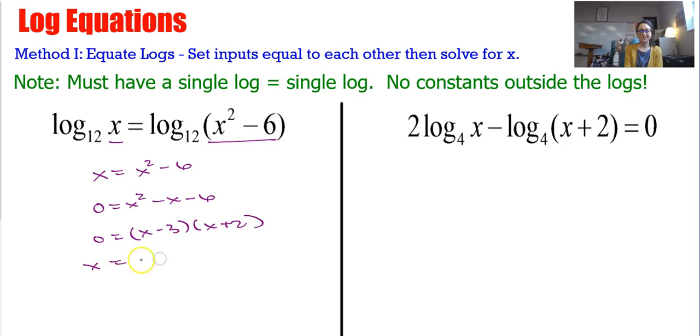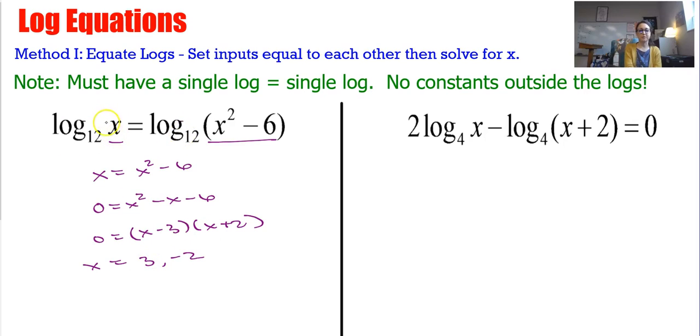So x is going to be positive 3 and negative 2. Now here's something you have to watch out for with logarithmic equations: you may have extraneous solutions. These are solutions that pop up. They're like extra solutions that actually don't work, okay? So with log equations, you've got to make sure that these x's actually do yield a true statement.